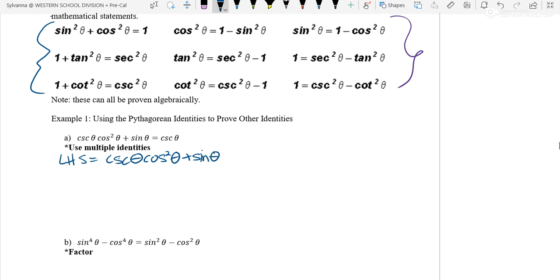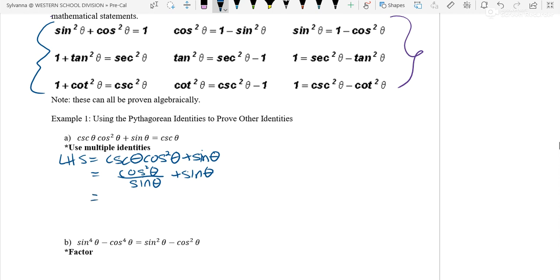So there's multiple things I can do. Remember from before, we like to change the cosecant theta to probably 1 over sine theta. So that's something else we can do. Now let's just do that first. Okay, we have a fraction plus something that's not a fraction. Might be nice for us to put it under one common denominator.